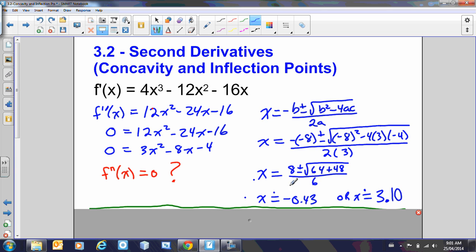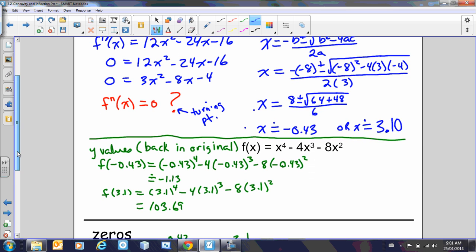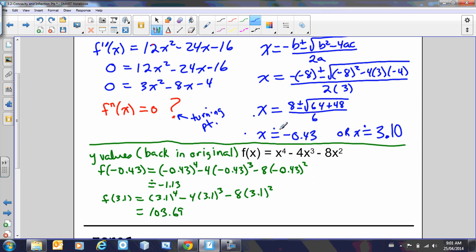So I went through this, found the second derivative, determined the zeros, and so again, this is maybe a better description of a turning point than the other one. It's where I'm going from concave up to concave down, or vice versa. As always, if I know an x value for a point, I need to know the y value as well.